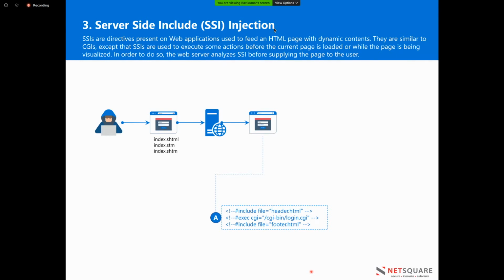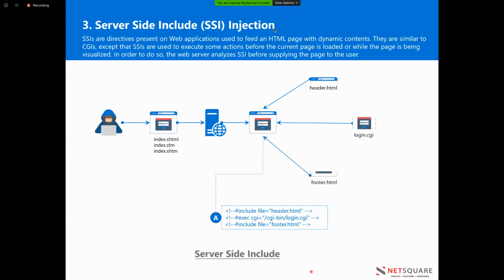First is include file header.html. That means header.html is involved in this page. Second, execute some CGI script, login.cgi. It inputs the CGI script into the particular page, and the last portion is footer.html. So my HTML page includes only 3 lines, but involves different things: the HTML file, the CGI script, or different pages, mentioned in this particular page.